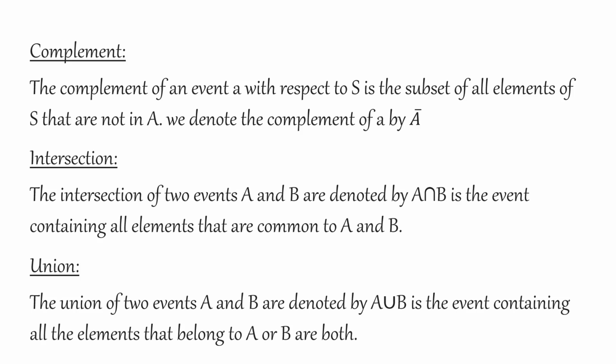Next is complement. Complement of an event with respect to S. Already you would have studied this in your set theory. The same thing is applicable here also. Here, in the place of the universal set, we will consider the sample space. For example, if you throw a die, the outcomes are 1, 2, 3, 4, 5 and 6. This is the sample space, right? Suppose A is an even number. Okay, so then A is {2, 4, 6}.